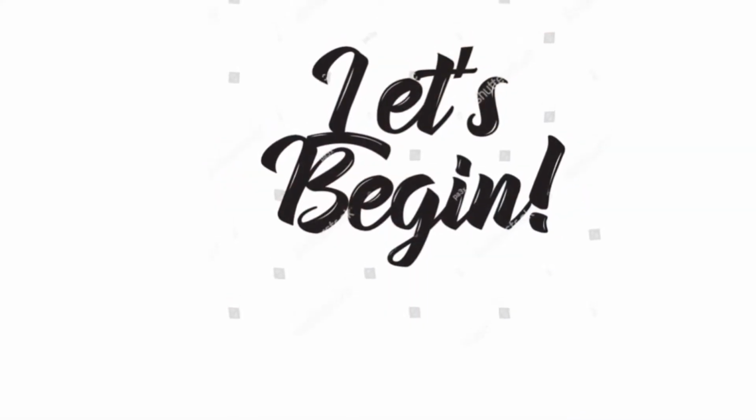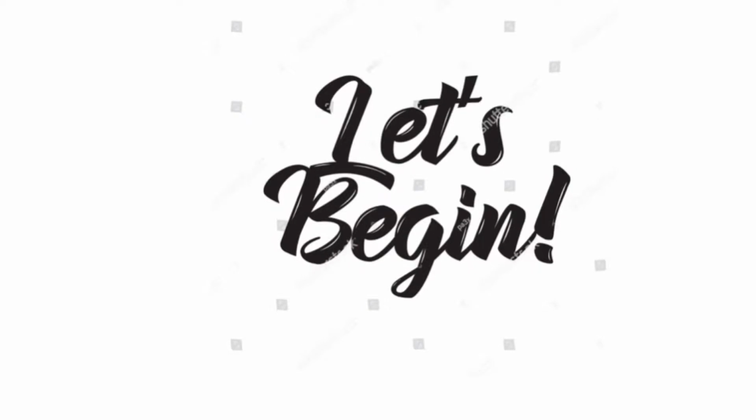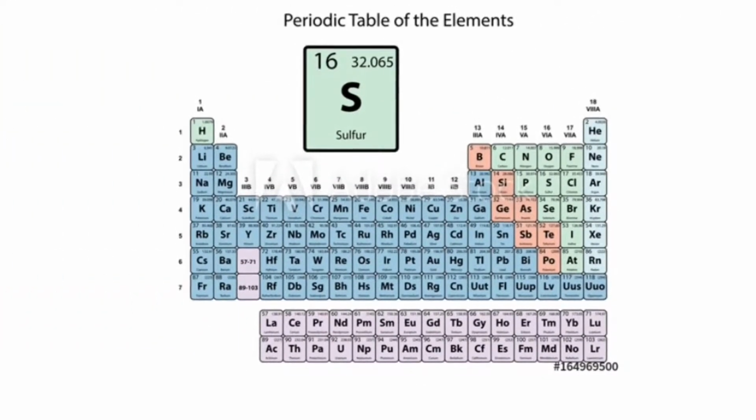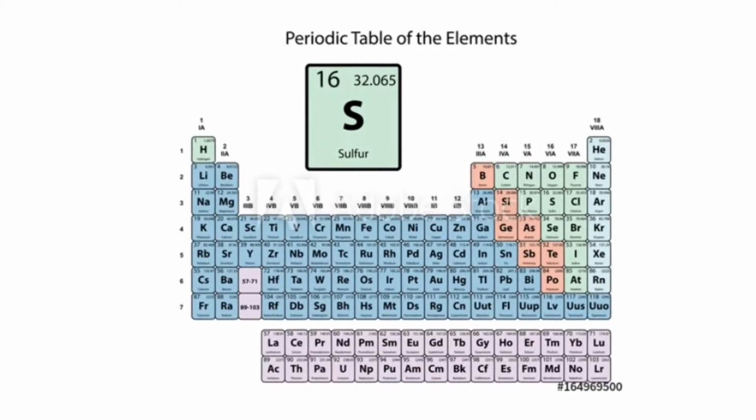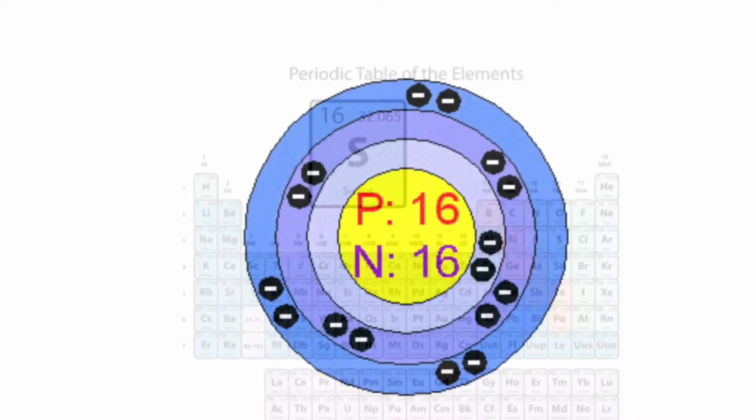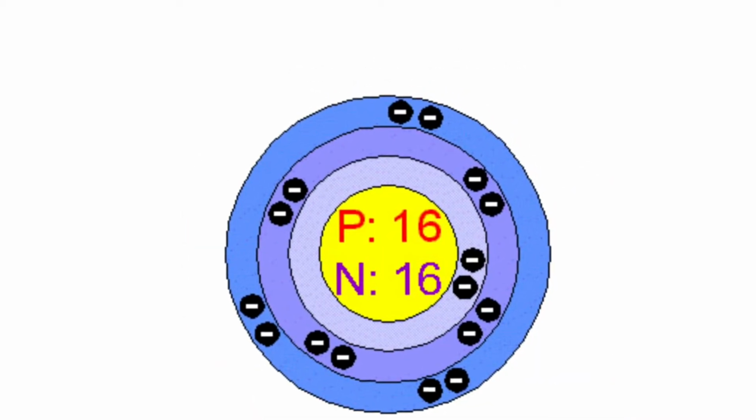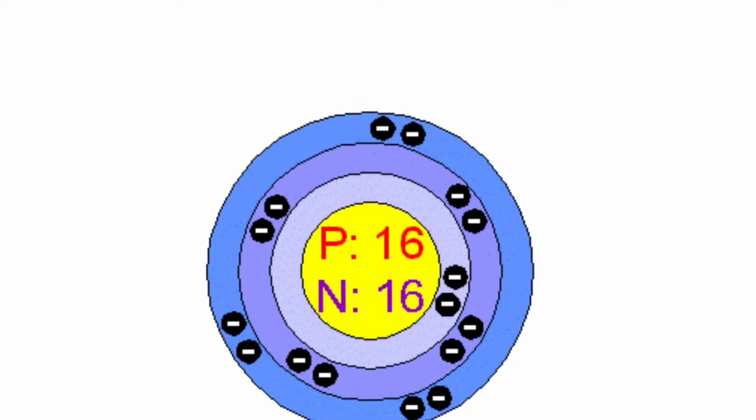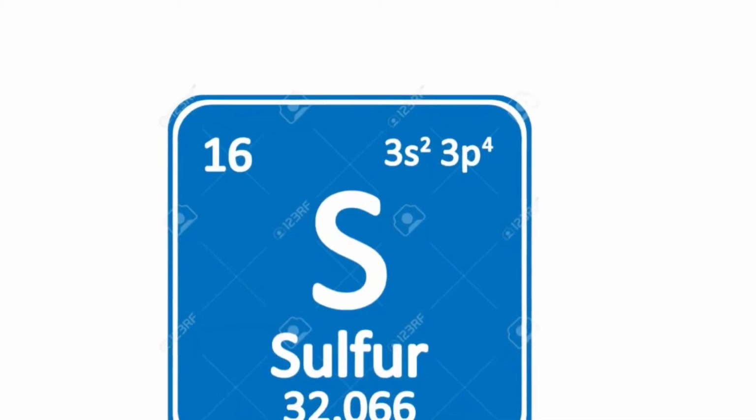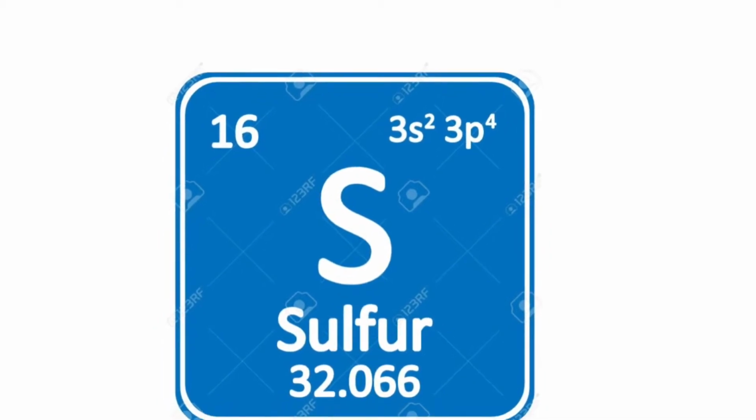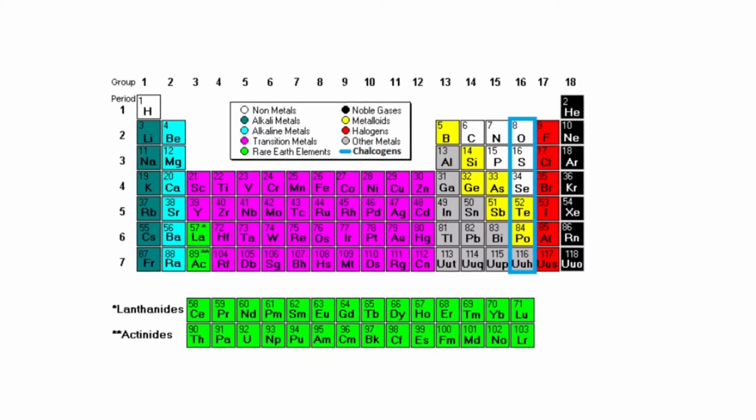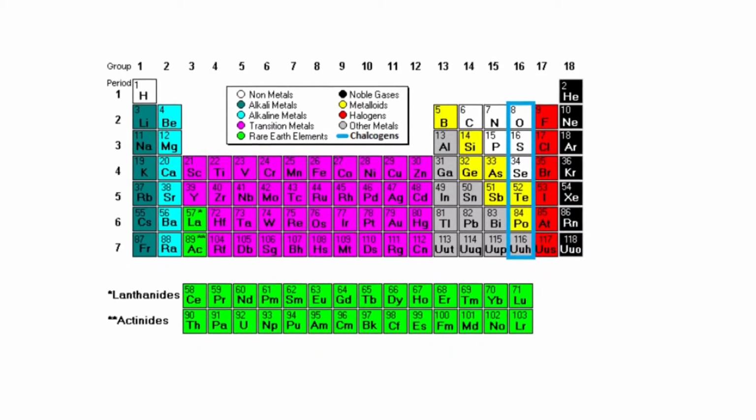Anyway, let's actually begin on why sulfur is important, and let's start on the periodic table. Sulfur has a symbol of S, an atomic number of 16, and an atomic mass of 32.07. In its atom, it has 16 protons, 16 neutrons, and 16 electrons. Its electron configuration is 3s squared, 3p to the 4th power. It's in group chalcogens, which is group 16, and sulfur is also in period 3 in the periodic table.